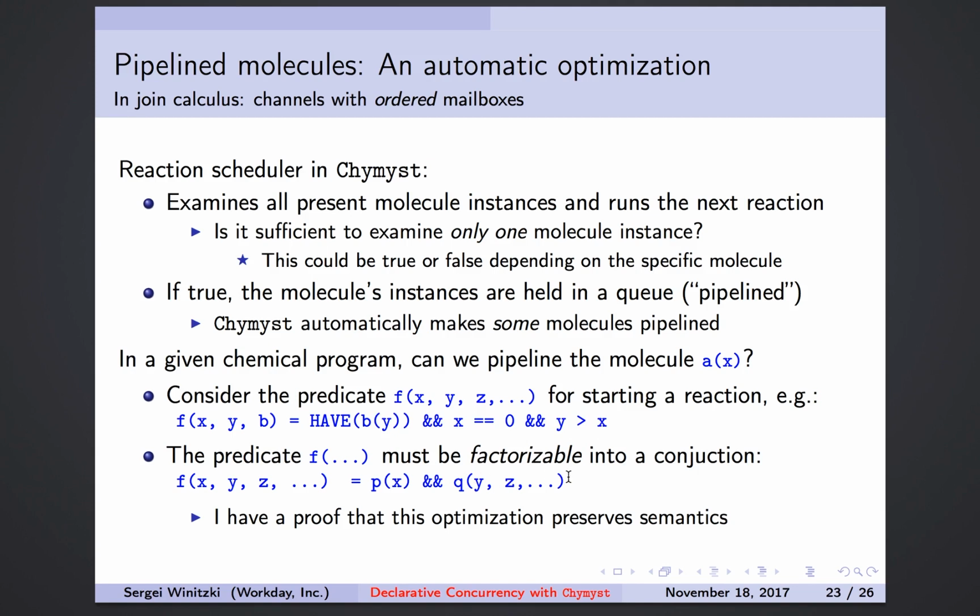So similarly, we can see it's not factorizable with respect to Y. So Chymyst performs this computation automatically, tries to factorize the predicate. This is static analysis, so this is done before your program runs. And I have a formal proof using Boolean algebra that this is an optimization that preserves the chemical machine semantics, but I will not present that proof right now.